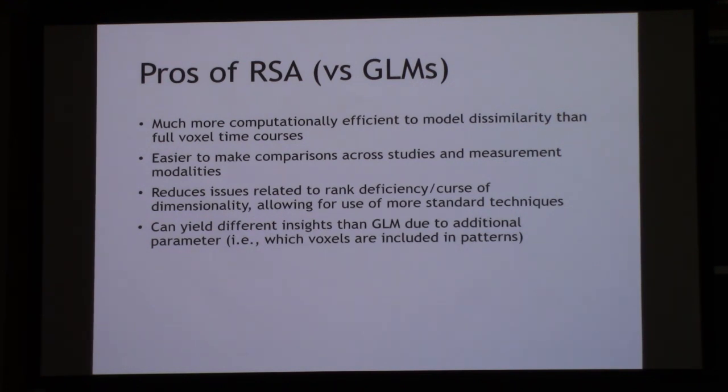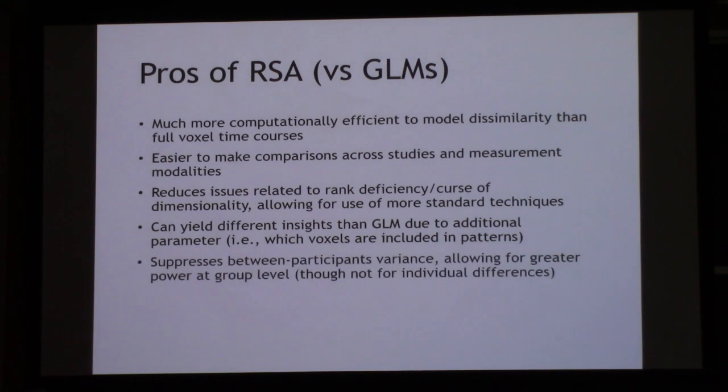And finally, one useful point that was again made by a paper by Russ Poldrack's group, is that RSA nicely, depending on your goals, suppresses between-subject variance. So if you want to do individual differences, RSA is probably actually a bad choice. But if you want to maximize your power to do a standard group-level analysis to see if an effect is present in a population, RSA is actually quite helpful there because it eliminates some of the big differences that come out of GLMs.